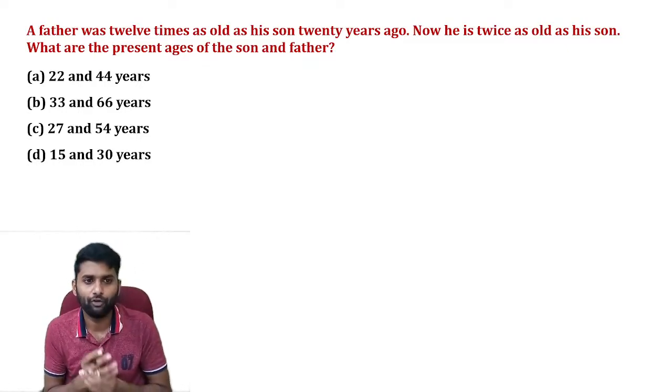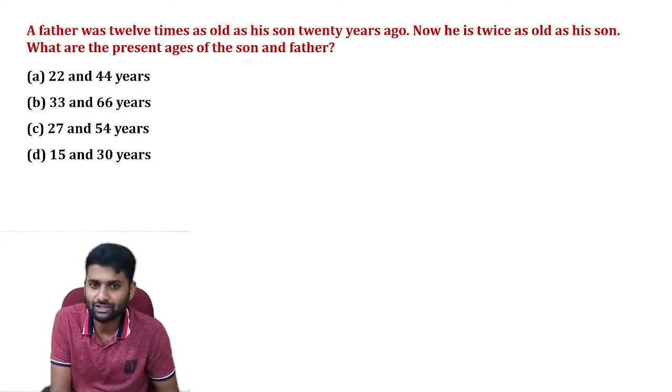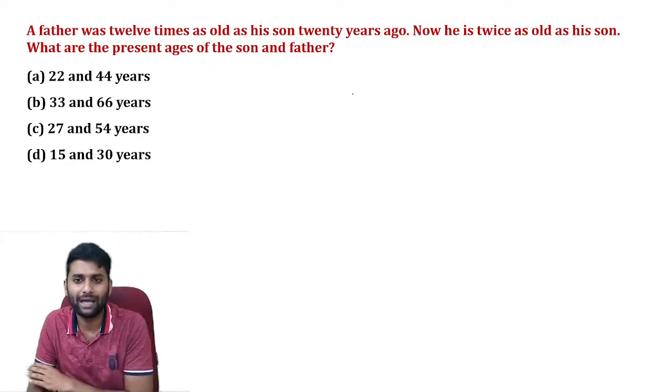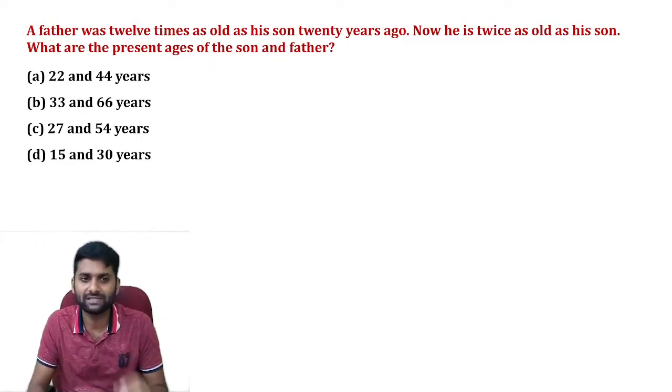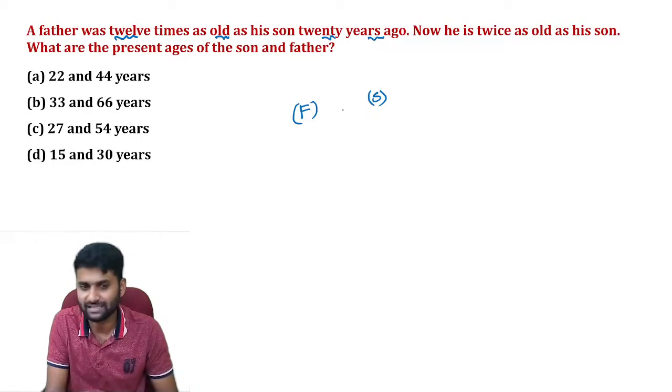You see, a father was 12 times as old as his son 20 years ago. Now he is twice as old as his son. What is the present age of son and father? See here, the father was 12 times as old as the son 20 years ago. Let us assume the father's present age is F, and the son's present age is S.